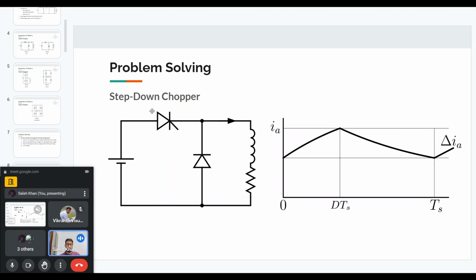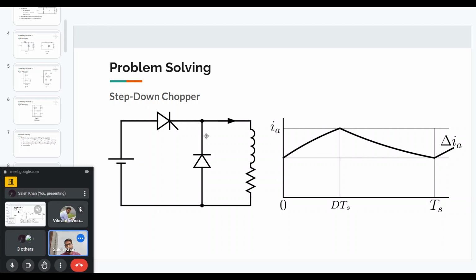Depending on the duty cycle of the chopper device, we will get an output voltage. We are given a 0.5 duty, so a 0.5 duty will give us half the input voltage at the output. Now the output current, the IA current, will look something like this that I have shown.